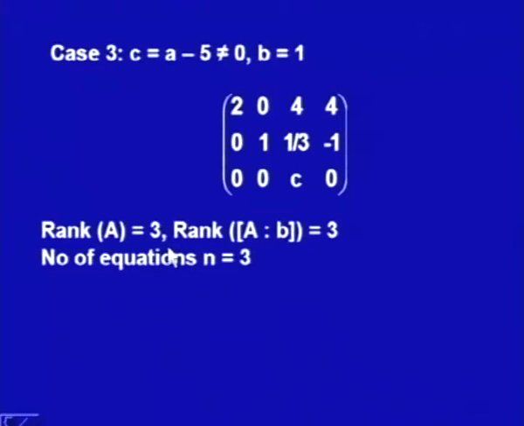Rank of A is equal to 3, rank of A colon B is equal to 3, and the number of equations is 3. So, this will have a unique solution. The only difference is that here this z is going to be 0, because this equation is actually equivalent to z into c equal to 0, but we have a unique solution in this case.